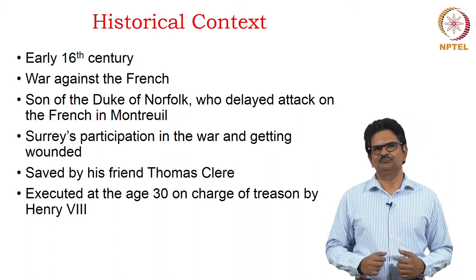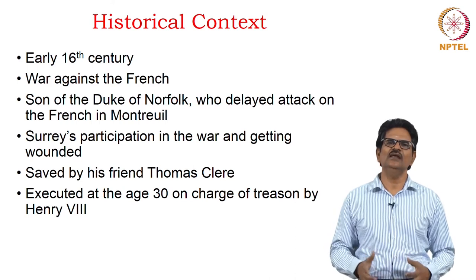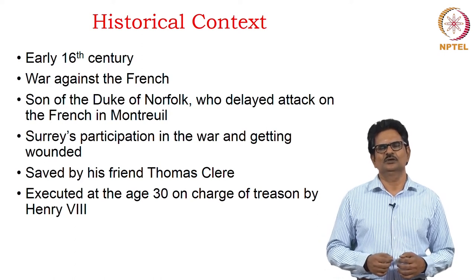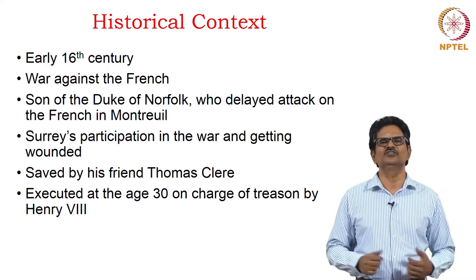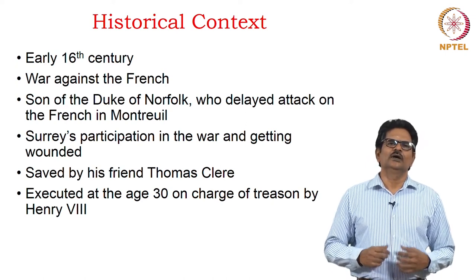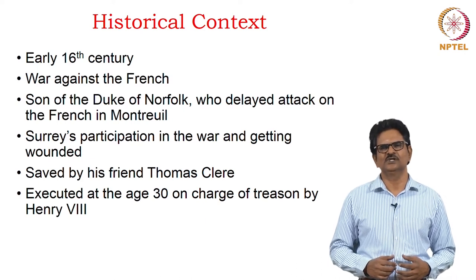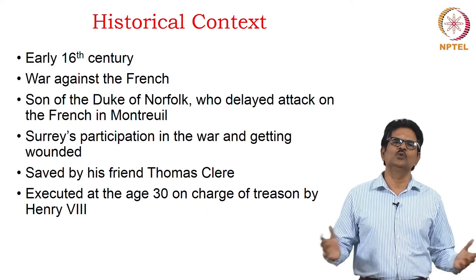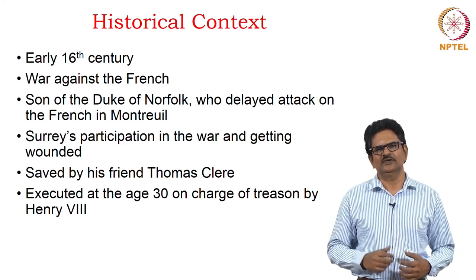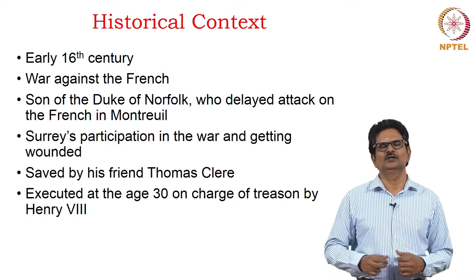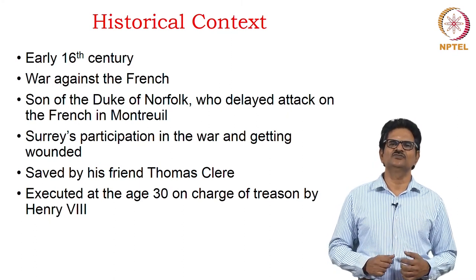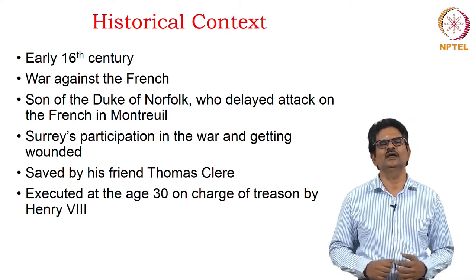And in this context, the Duke of Norfolk for some reason delayed the attack on the French in a location called Montreal. And this led to some suspicion on the part of the king regarding the motives of the Duke of Norfolk for delaying the attack. Henry Howard also participated in the war, and at one point of time he got wounded. He was saved by his friend Thomas Clarey. And after some time, when there was a suspicion due to political problems in the country, Surrey was executed at the age of 30 on charge of treason by Henry VIII.